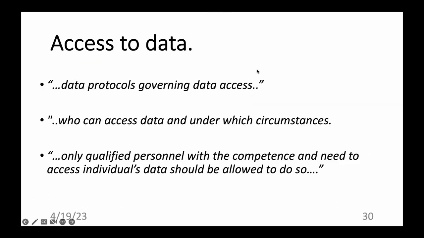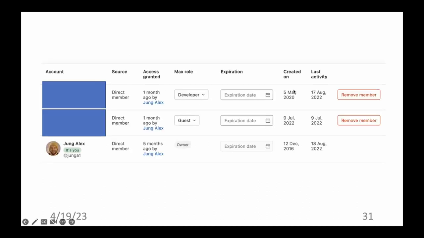Okay, then there are recommendations to have data protocols, to always document who has access to which data and in what circumstances. For example, this is implemented in GitHub. When you have a GitHub repository, you can add members, you can change the role, so the type of access they have, and you can also define the time period of access.